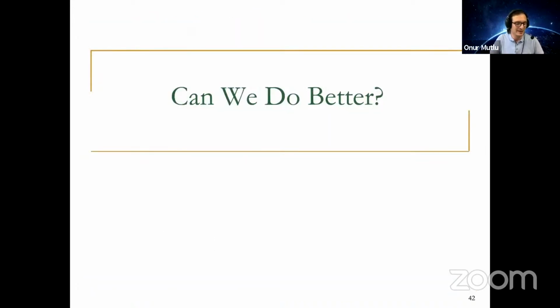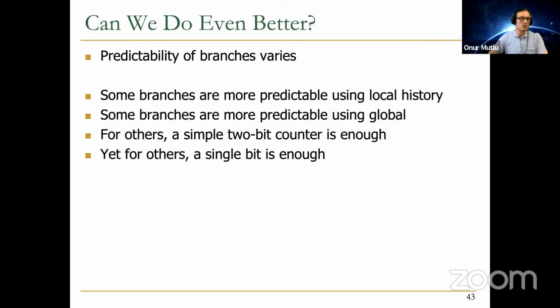So, of course, we don't stagnate. The question is, can we do better always, right? And we're going to do better, basically, than this as well. So we've seen different kinds of predictors that exploit different types of predictability in branches. And predictability of branches actually varies.